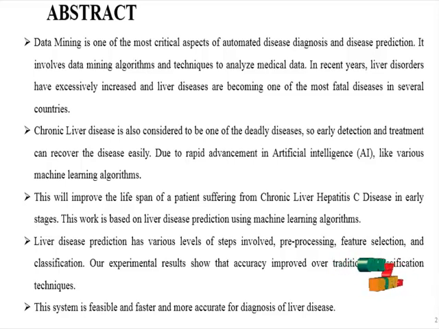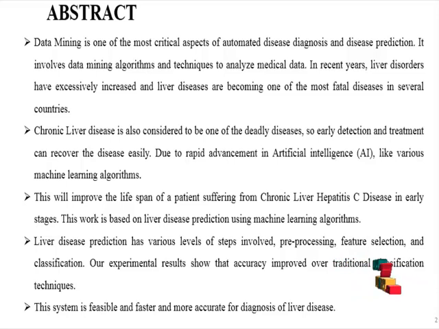In recent years, liver disorders have excessively increased and liver diseases are becoming one of the most fatal diseases in several countries. Chronic liver disease is also considered to be one of the deadly diseases. Earlier detection and treatment can help recover from the disease easily, due to rapid advances in artificial intelligence like various machine learning algorithms. This will improve the lifespan of patients suffering from chronic liver hepatitis C disease in early stages.